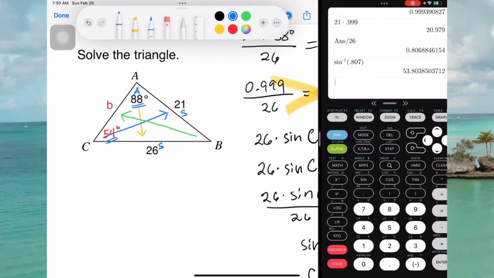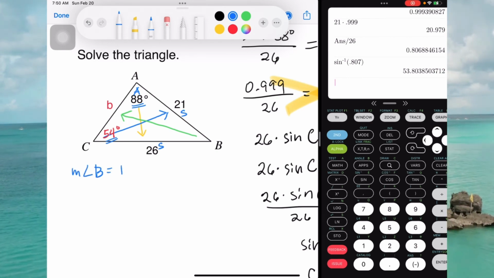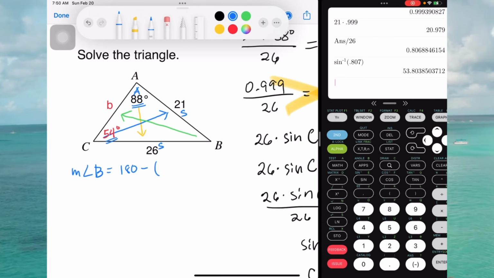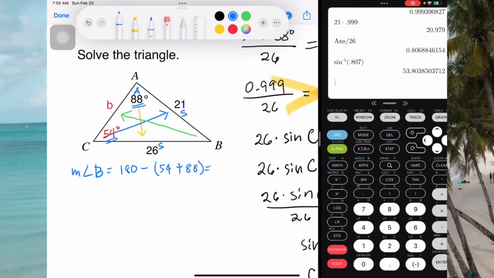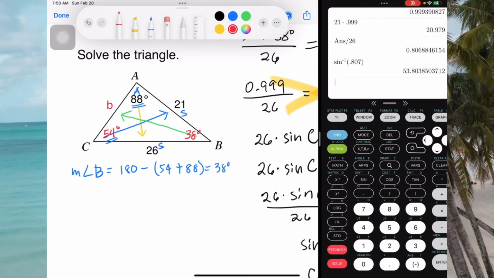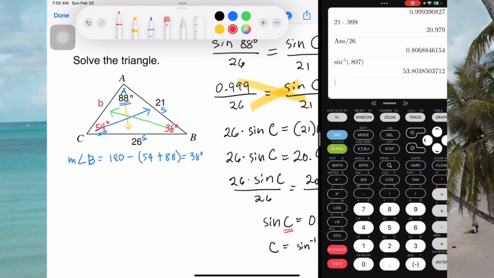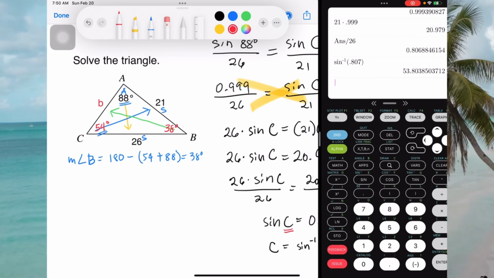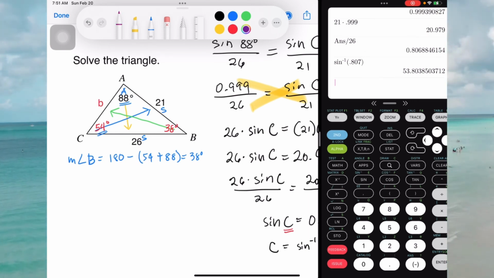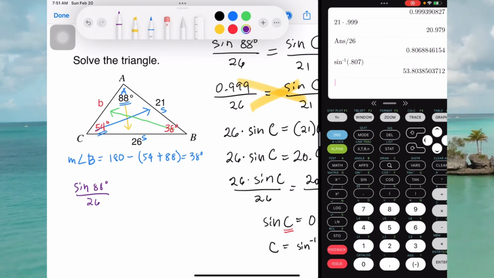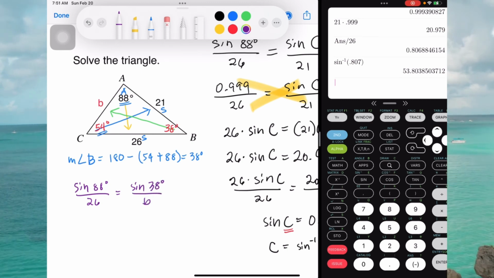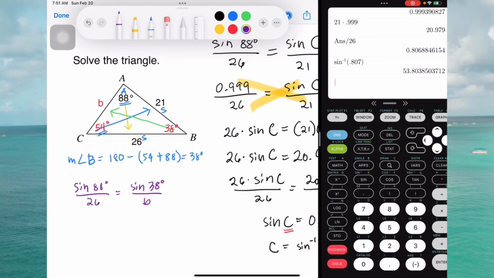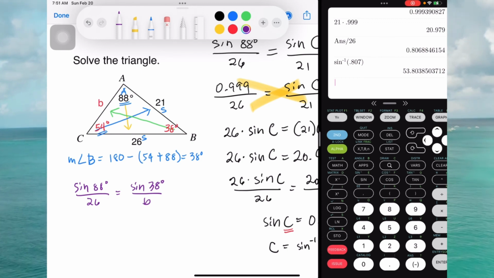So, to find the measure of angle B, we write 180 degrees minus the sum of 54 and 88, which is 38 degrees. And finally, let's set up our proportion to find the length of AC represented by lowercase b. We write sine of 88 degrees over 26 is the same as sine of 38 degrees over b. You could also use sine of 54 degrees over 21 since we already found the value of angle C.